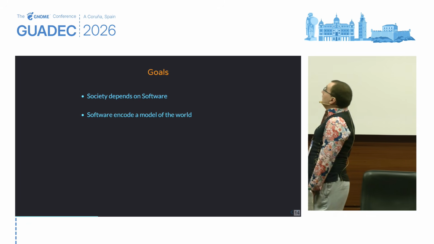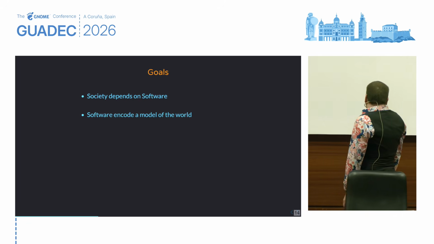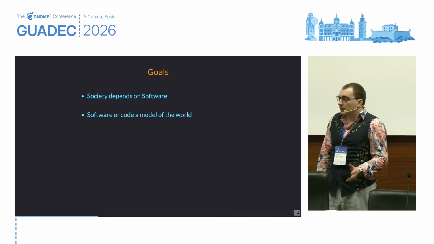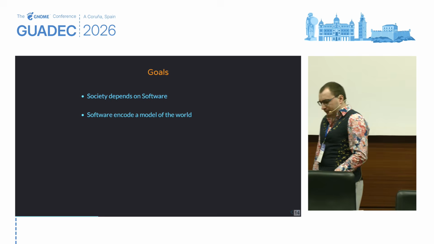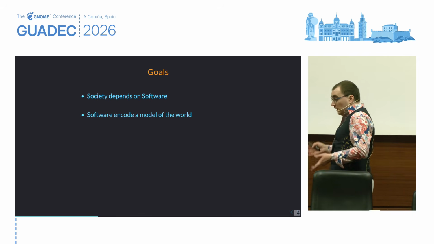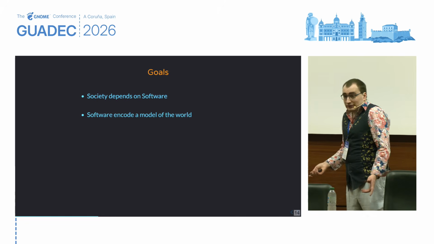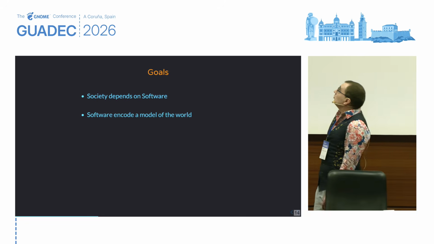Which means that we have a problem, which is that software is built. The way software is built is that it encodes a model of the world, right? When you write your software, you write in code how you think the world is and how you think it should work. That's what software is. We write down what we think it should do.